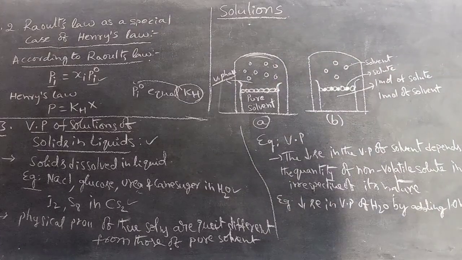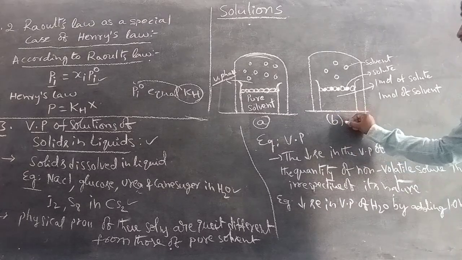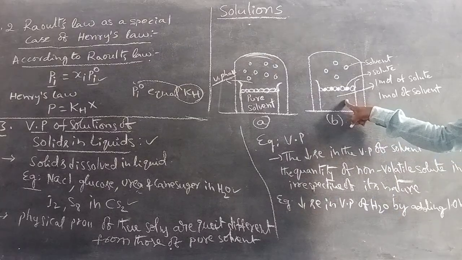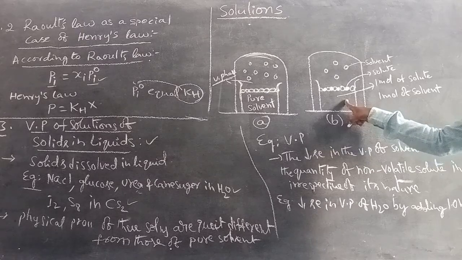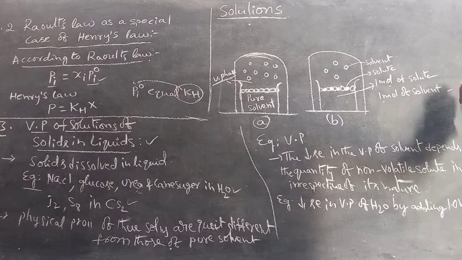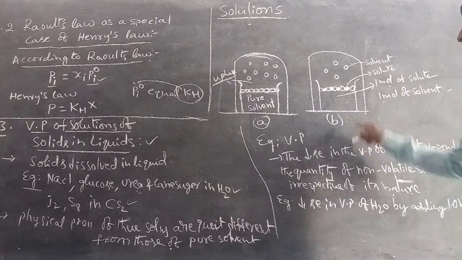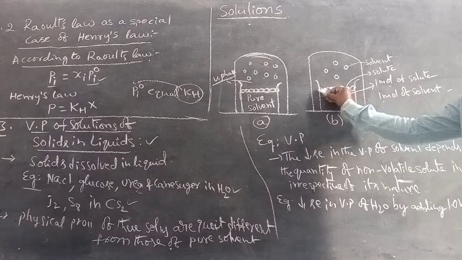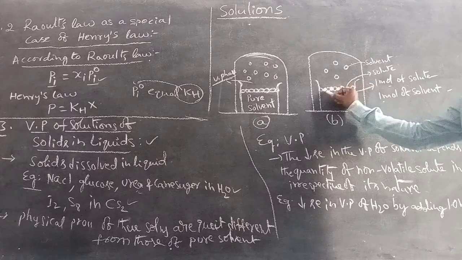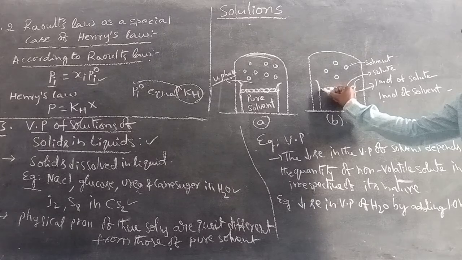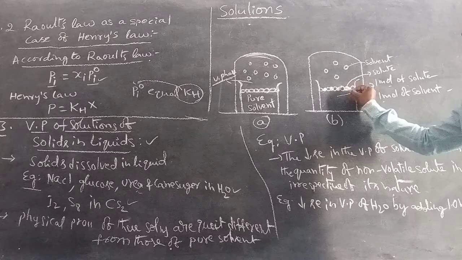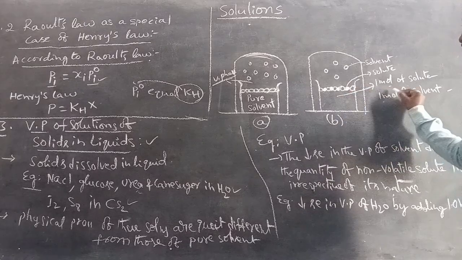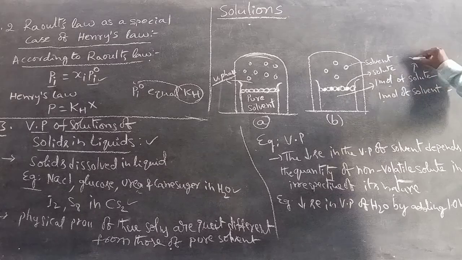Similarly, when we take vessel B, an equimolar solution, meaning 1 mole of solid and 1 mole of solvent, the surface of the liquid is occupied by both solvent and solid molecules. Here the solid is non-volatile.